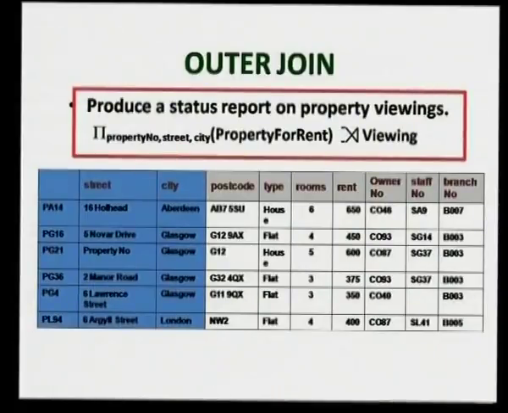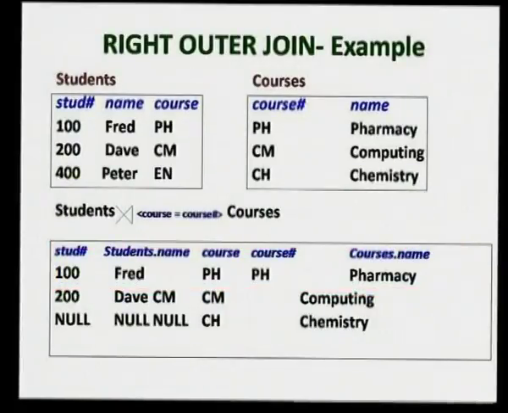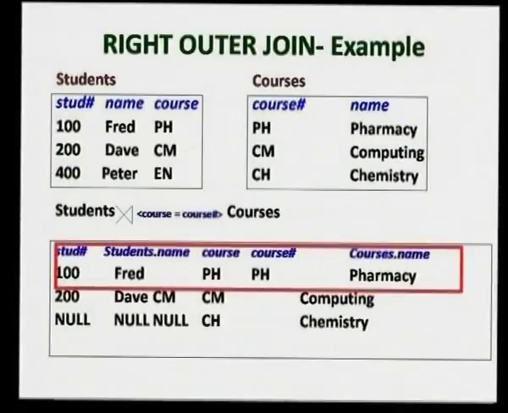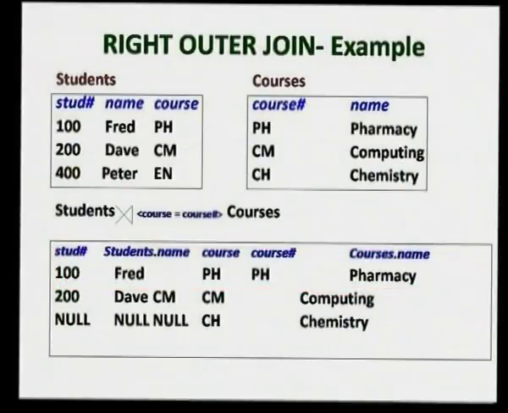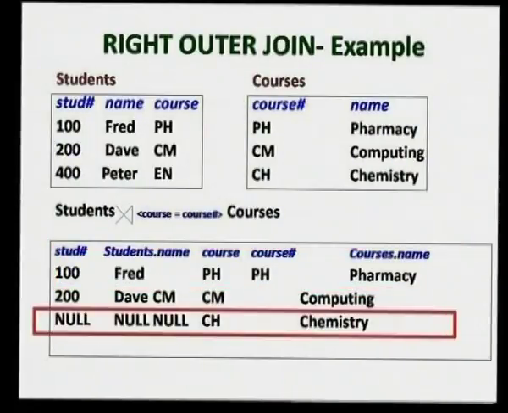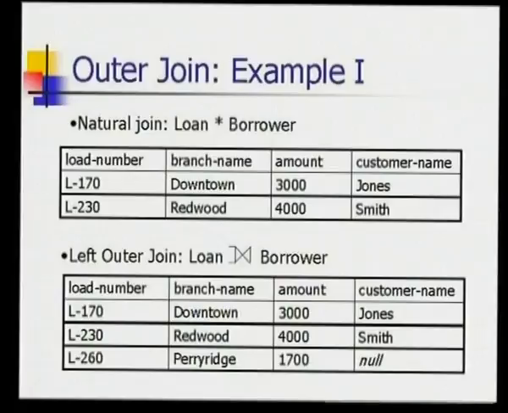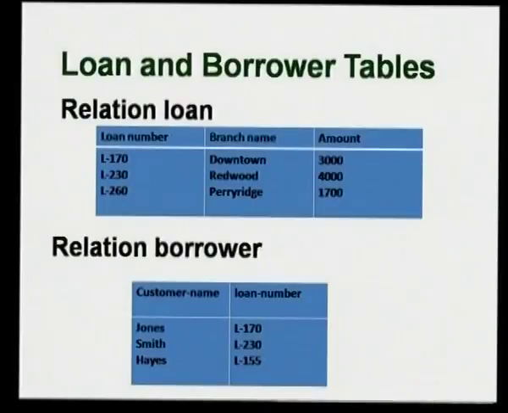Now, let us take a right outer join. In the right outer join, only these two come into the picture. So, 100 Fred PH pharmacy, 200 Dave CM computing, and this one also has to be considered. So, here you put null. Okay. So, these are some other examples of outer join. You can just look at this with the example here.